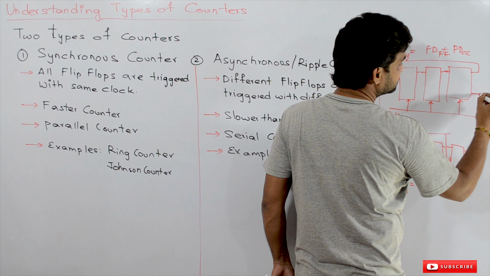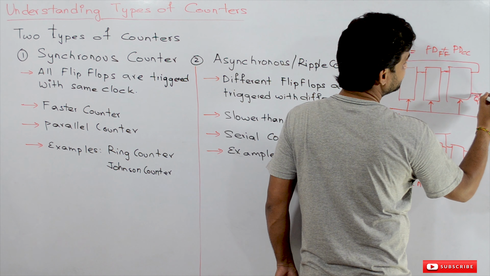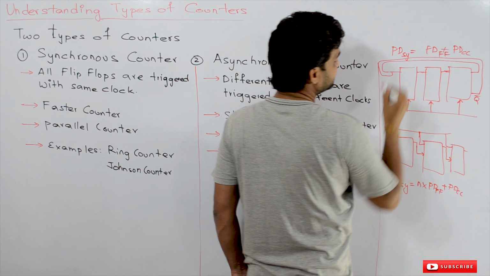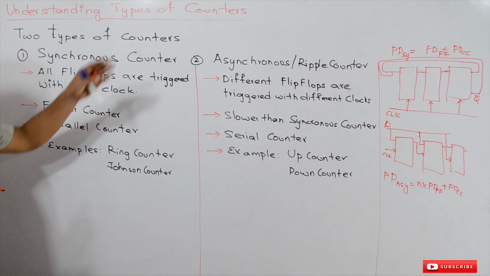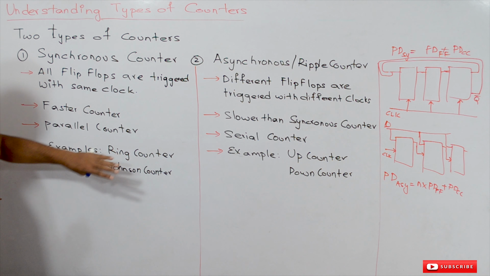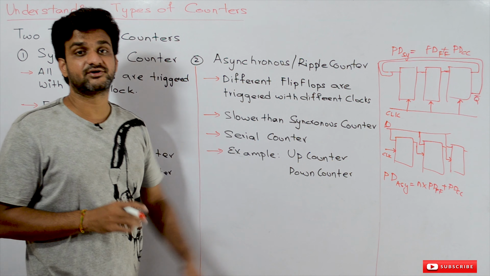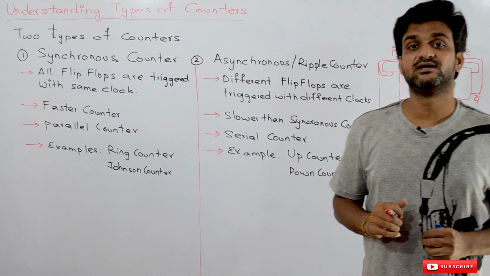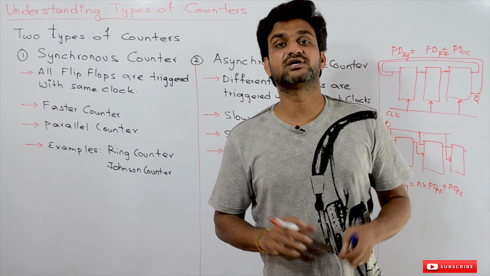So the Johnson counter is the negation. If the complement output is connected to the input, that is what we call a Johnson counter. We are going to see lots of counters, ring counter types and Johnson counter types, and the up counter and down counter in our next videos. And this is the basic difference between a synchronous counter and an asynchronous counter. Hope you got clarity on this concept.